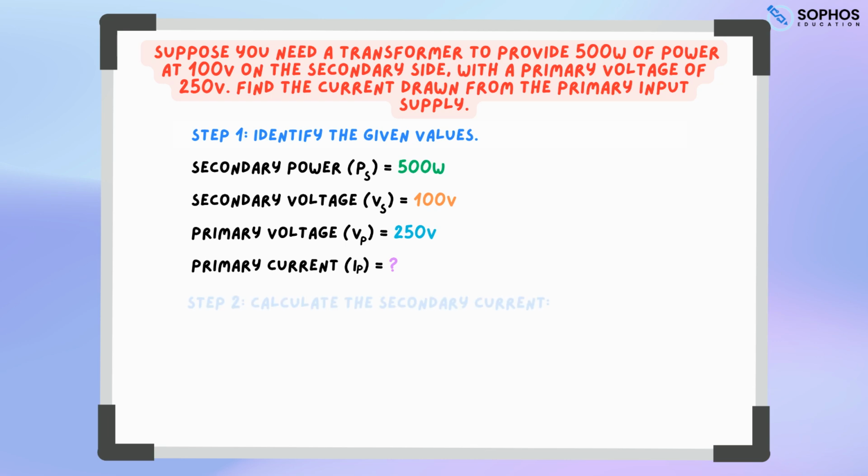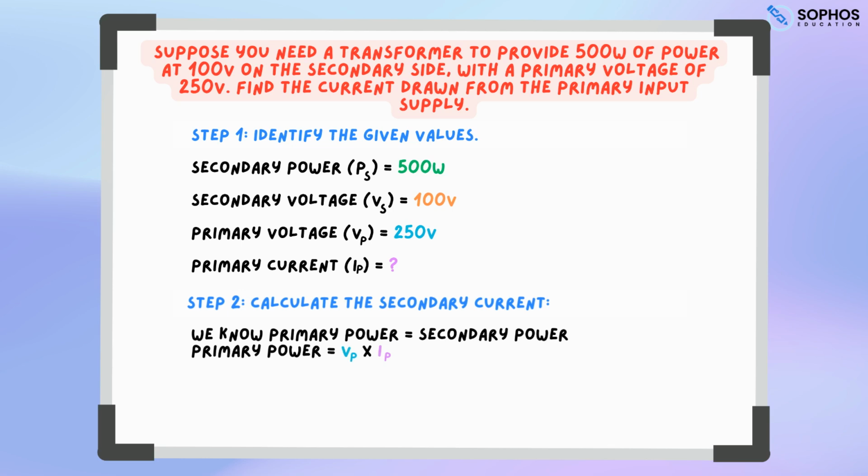Now calculate the primary current. We know primary power equals secondary power, and primary power equals Vp times Ip. Using the given values, 250 volts times Ip equals 500 watts. Ip equals 500 watts over 250 volts. Ip equals 2A. So the primary current drawn from the input supply is 2 amps.